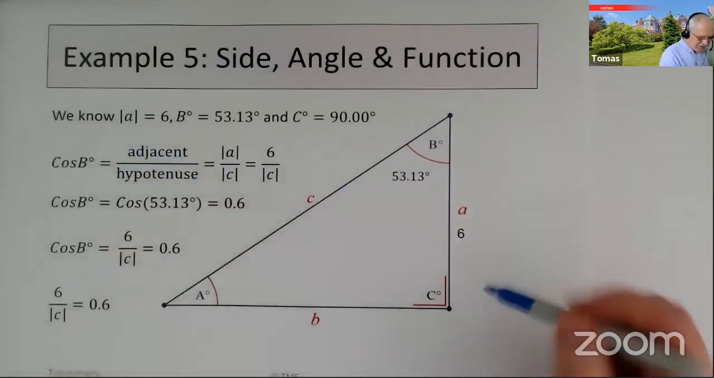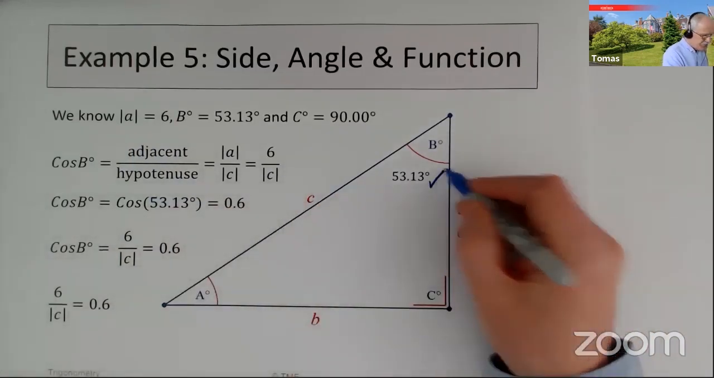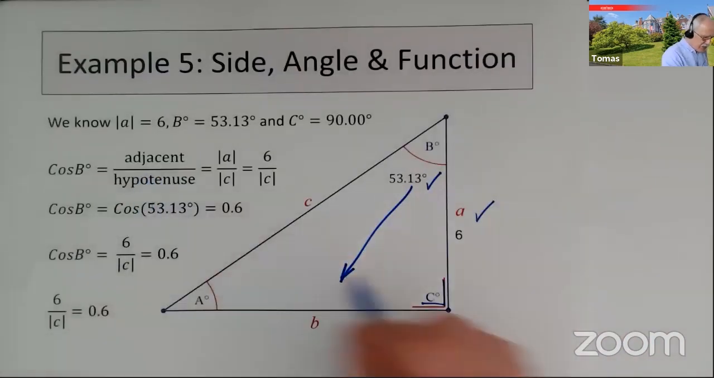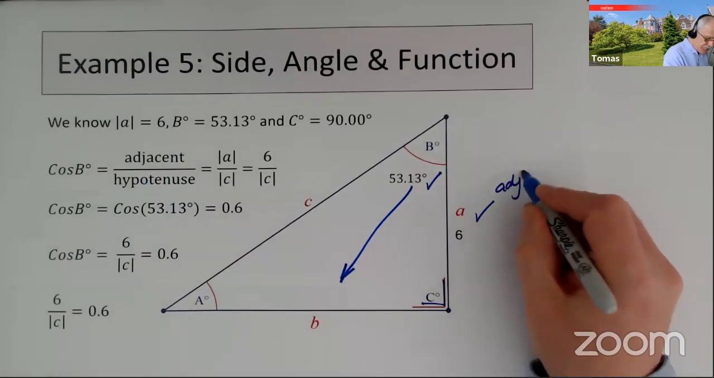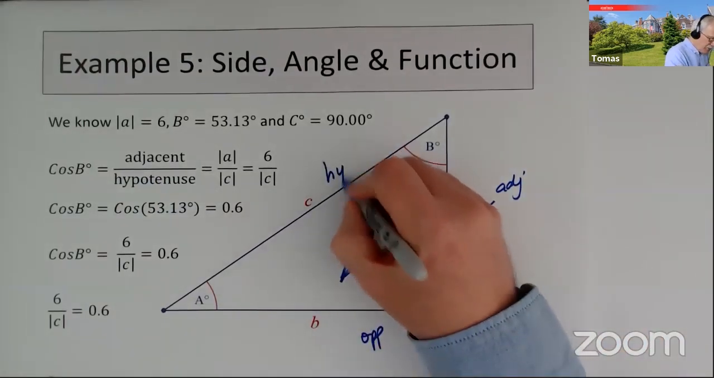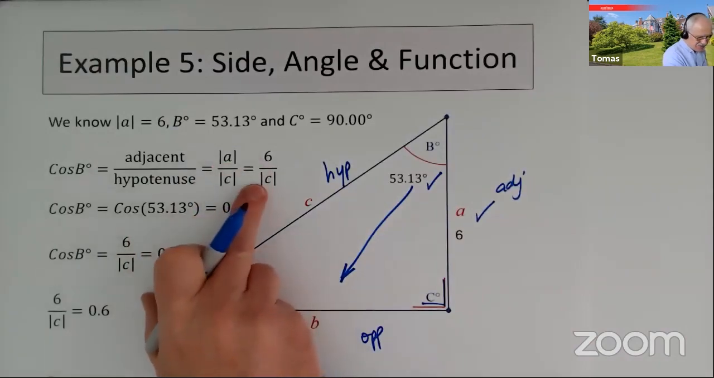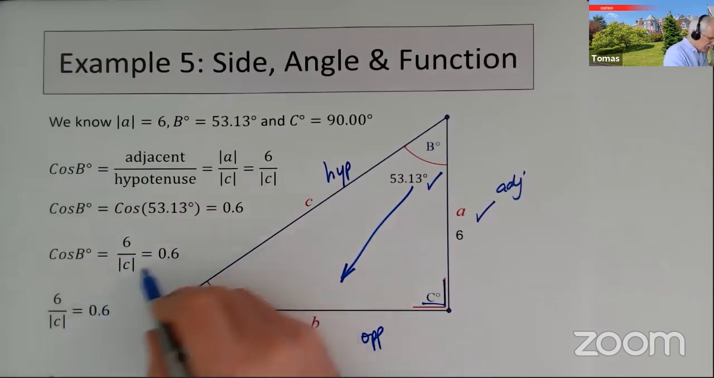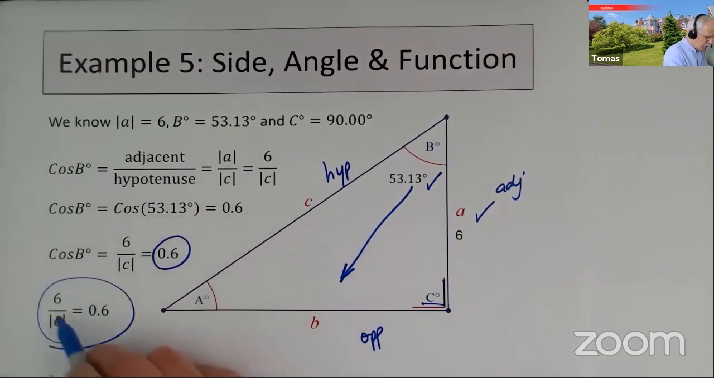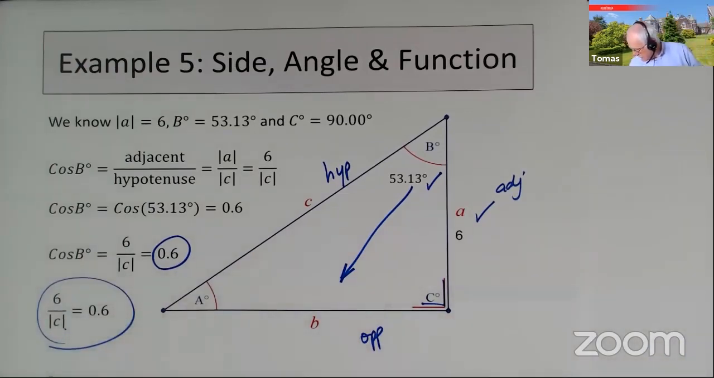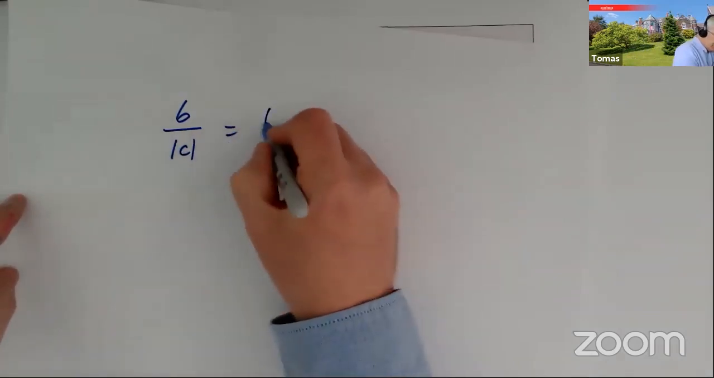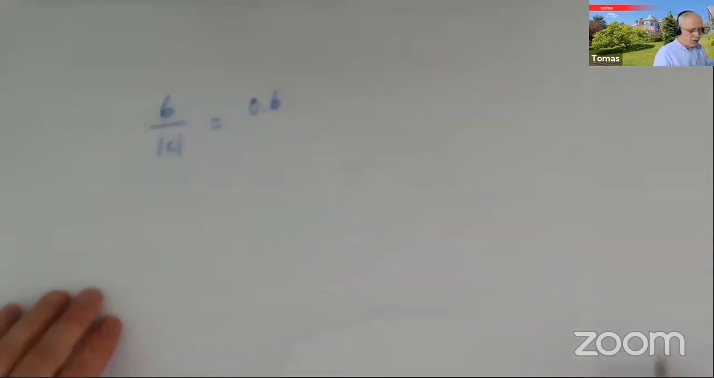And then we said A is 6, B was this, C was 90 degrees. If we looked at it this way, cos was basically the adjacent over the hypotenuse. Adjacent over hypotenuse was 6 over C. So cos of that was 0.6, so 0.6 was equal to 6 over C. Now that's just an equation, so hopefully we can solve that. That's just algebra really. We're left with 6 over C is equal to 0.6. How would I solve that?